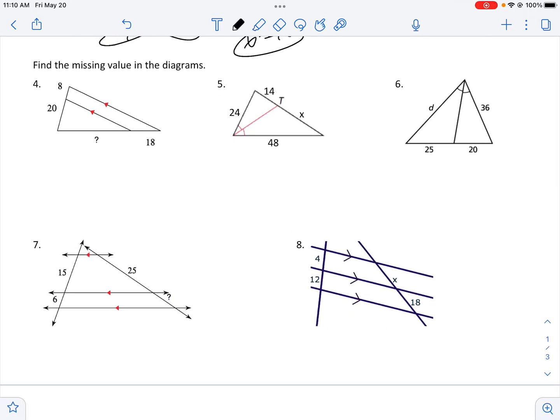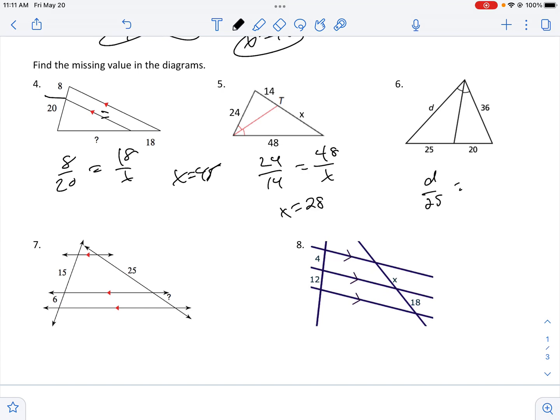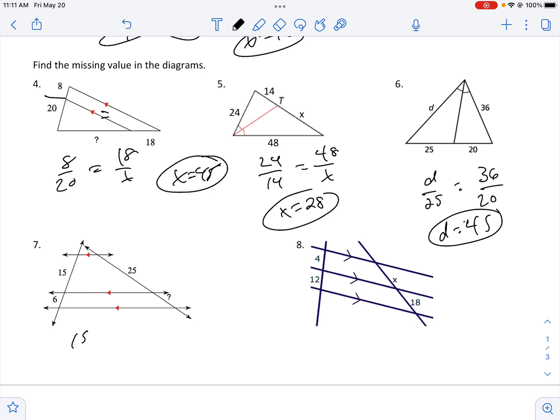And the next one is kind of nice because it sets itself up. So 8 over 20 equals 18 over x. Cross multiply, we get 45. Again, we've got it set up for us. 24 over 14 equals 48 over x. Cross multiply. D over 25 equals 36 over 20. Cross multiply. 15 over 6 equals 25 over x. You guessed it. Cross multiply.